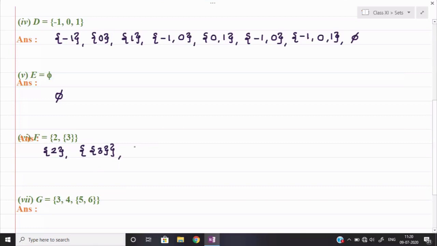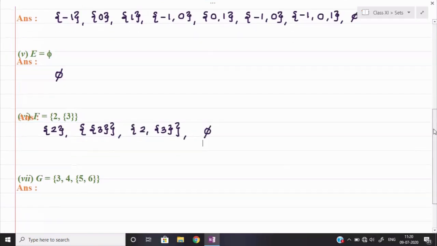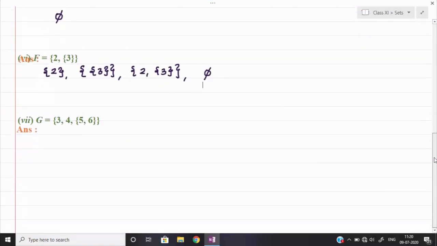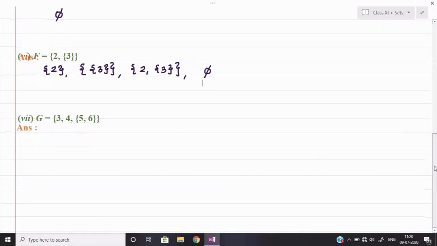Then we can write down the set {2, {3}}, because every set is a subset of itself, and the last one is {5}. Okay, so these are the 4 elements we can say are the subset of set E. Then let us see part number 7.